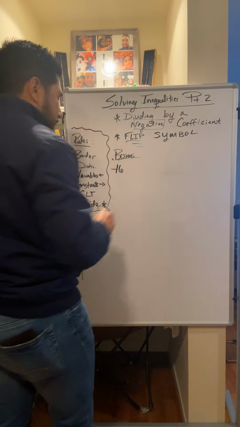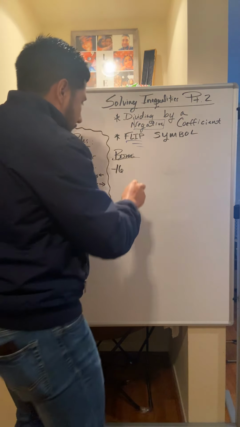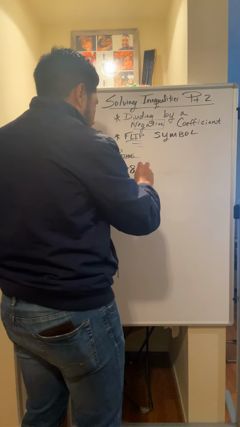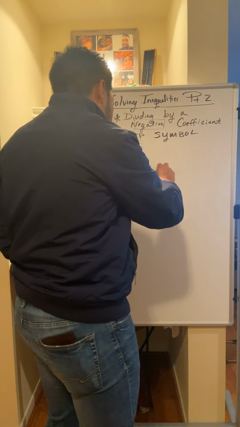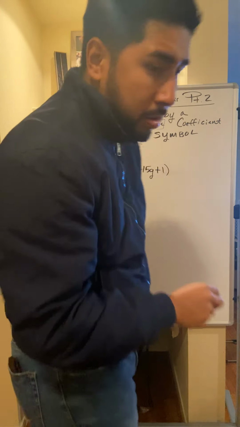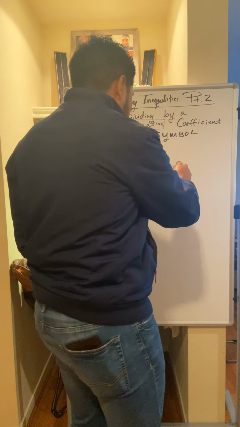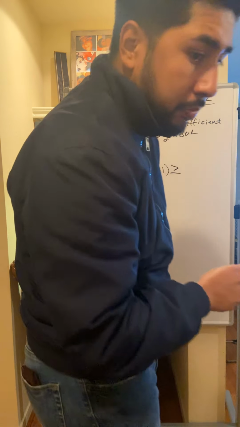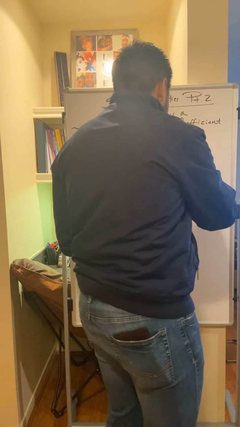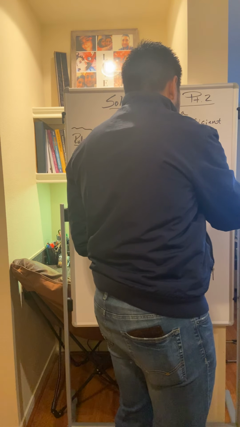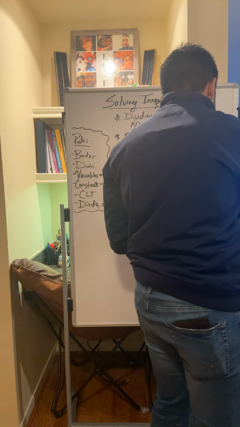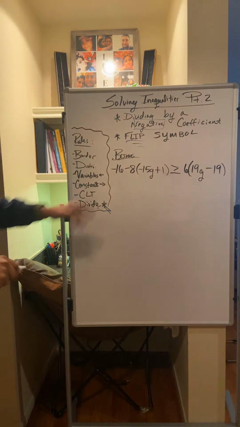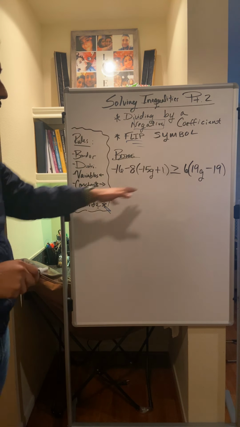Negative 16 minus 8 parentheses. Negative 15g plus 1 is greater than or equal to 19g minus 19. Pause the video, make sure you can see that problem.